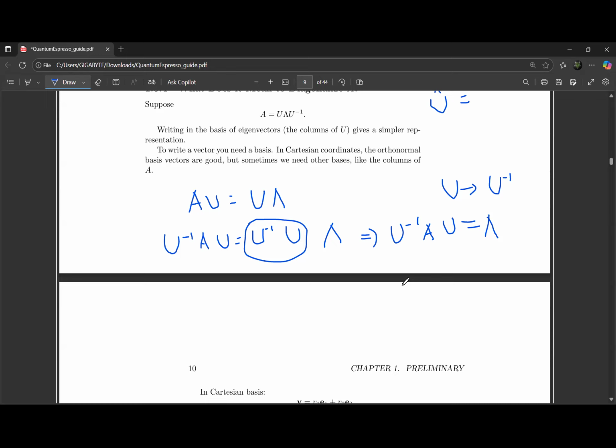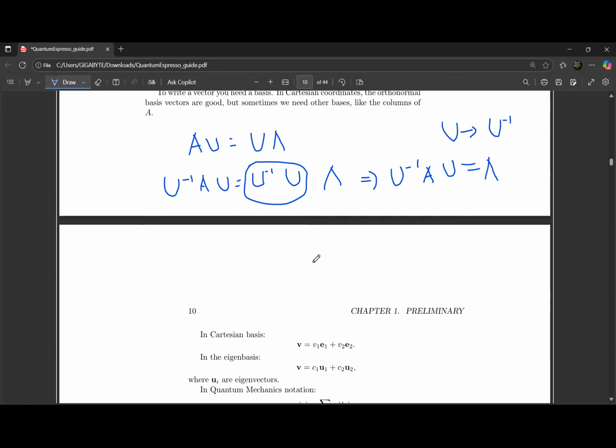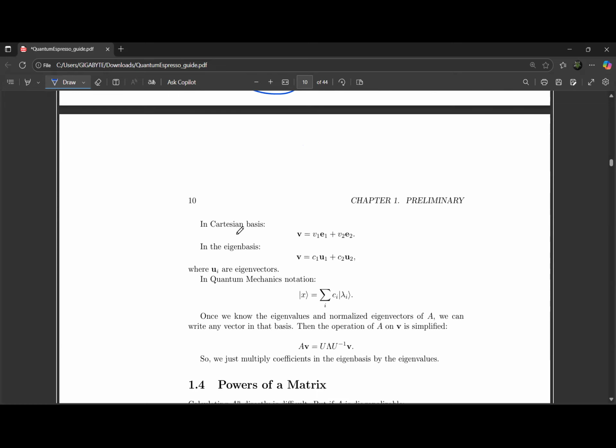And we can use it to calculate the power of a matrix. I'll be showing that right away. And this is what I've previously discussed at the beginning. We can write down the matrix in different bases. Oh, no, I haven't mentioned this before, sorry. We can write down a vector in actually different bases.